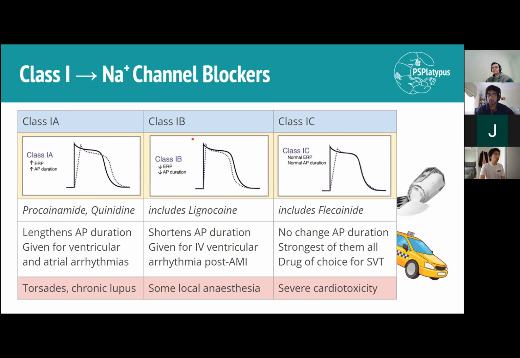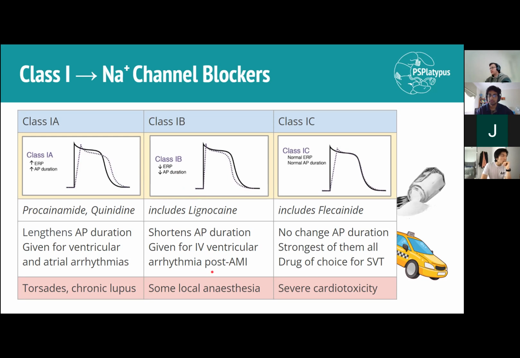With class 1B, this is the one that confused me a little bit. Again, I remember telling you guys that there's going to be a lot of overlap with other things that we've done so far. And remember back to nociception or pain medications, we talked about local anesthetics. So one of the added effects of local anesthetics like lignocaine is that it acts as a sodium channel blocker, or at least it acts as an antiarrhythmic. What this does is it shortens AP duration, which sounds a bit weird, and I'll get to that in just a sec. It's also given IV for ventricular arrhythmia post AMI, again, to reduce your risk of future arrhythmias.